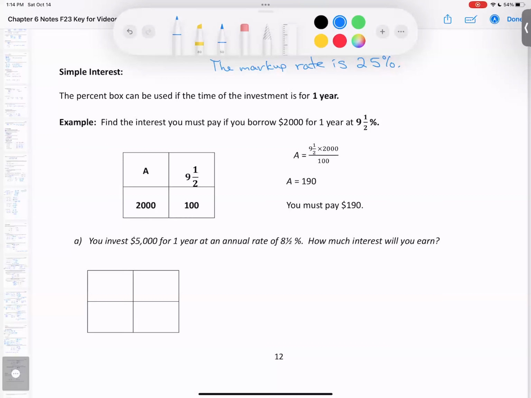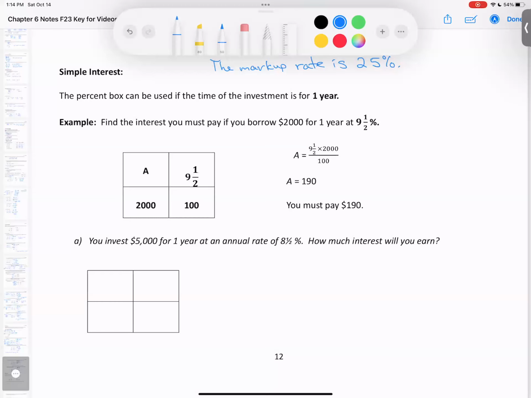All right, let's move into some questions with percent for simple interest. So we can also use percents to figure out the amount of interest that we have to pay or that will be paid on an investment. For example, if we want to find the interest we have to pay if we borrow $2,000 for 1 year at 9.5%, so 9.5% is our rate. The $2,000 was our original amount. So that's our base. That's our total. We're trying to figure out what is 9.5% of 2,000.